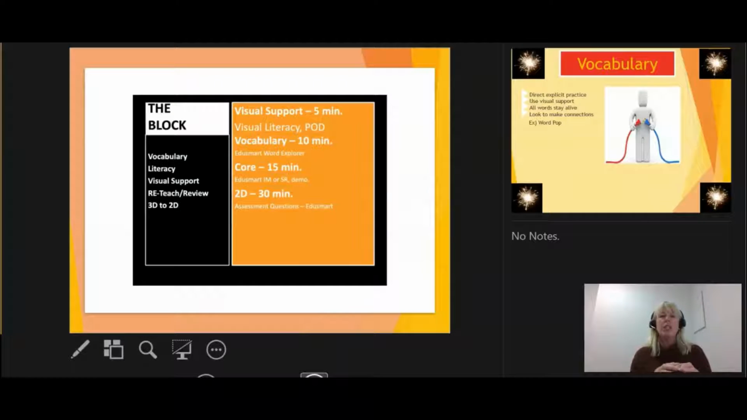And then I would go into a core review, and then I would supplement that with 2D practice of 30 minutes using the STAAR Smart products if you own them. And if you don't, then you'll need to pull some different assessment products or simply use the STAAR release questions at this time. So if you own STAAR Smart, you would definitely want to use them here.